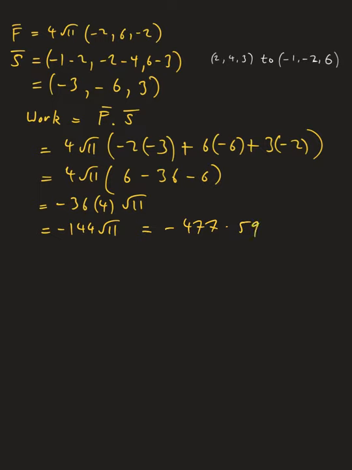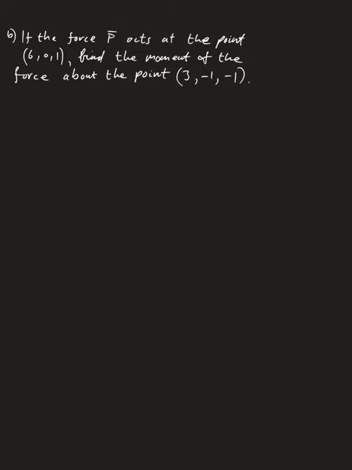That's the work. The next part is to calculate the moment of a force if it's applied at the given point around the other given point. So here's the second part. If the force acts at the point (6, 0, 1), find the moment about the point (3, -1, -1). So I'll write down F again first. I'll write it down element by element this time. When I multiply it out, I get minus 4 times square root of 11, 12 times square root of 11, and 4 root 11. I won't bother putting in a decimal for root 11 yet, but when I multiply in that term in front of F into each element, that's what I get.